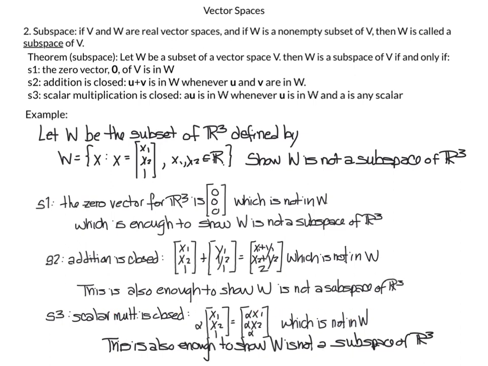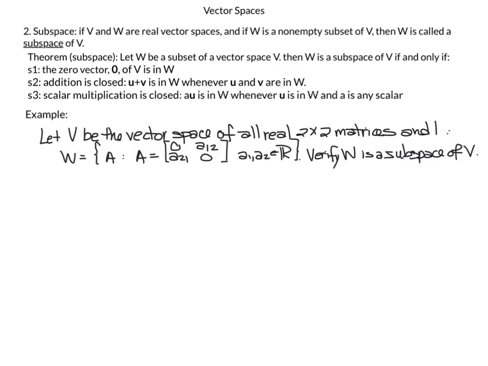And this one condition, S3, is enough also to show that W is not a subspace. So essentially, it failed all three conditions, but showing any one of those three conditions failing is enough to show that W is not a subspace. And we'll do another where it actually is a subspace.